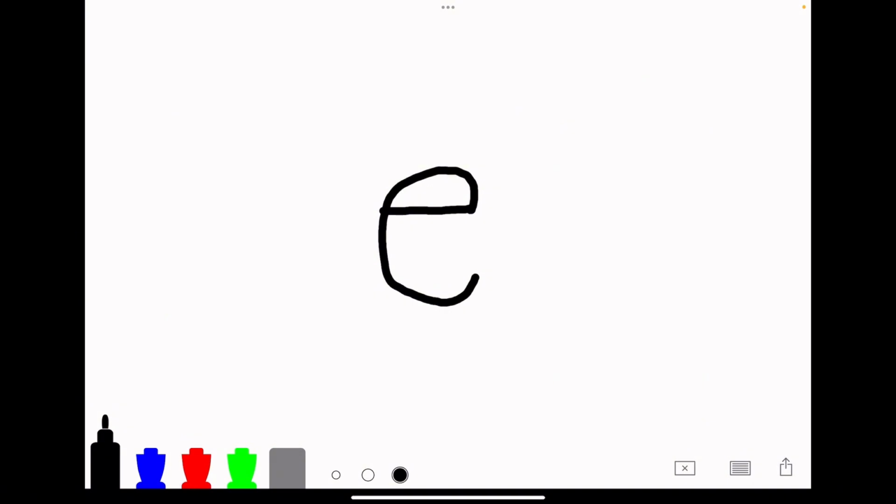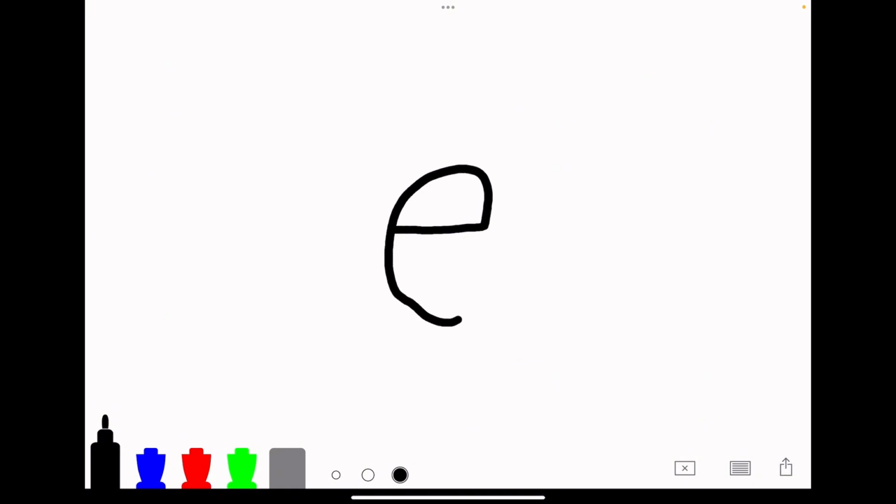Let's go ahead and do that one more time together, friends. We're going to start off by making our straight line. And then we're going to start off at the end of our line, and we're going to make a curved line going all the way around. And here we have lowercase e once again.